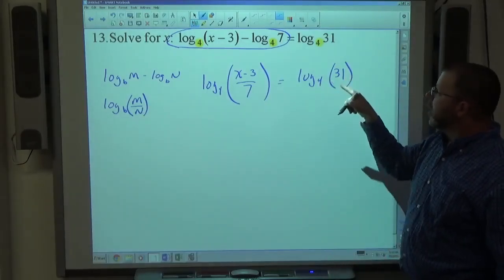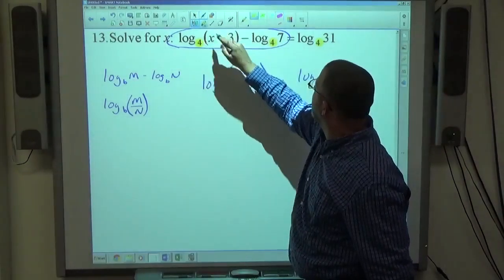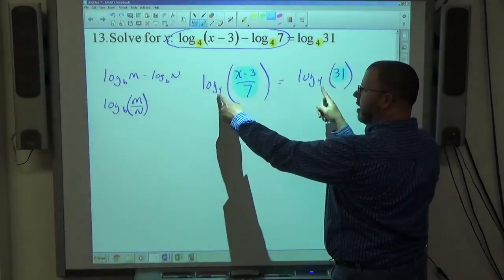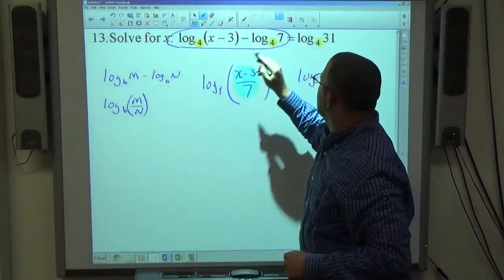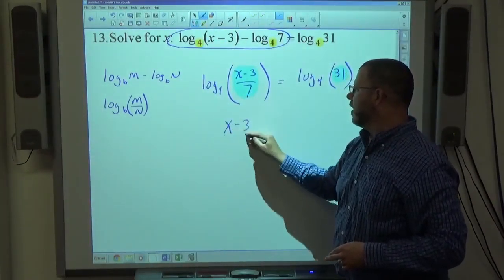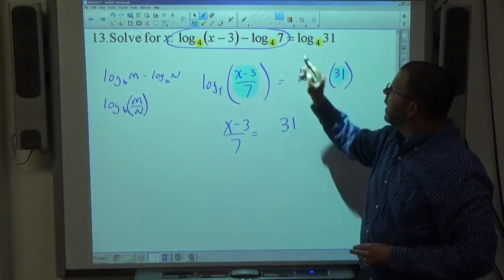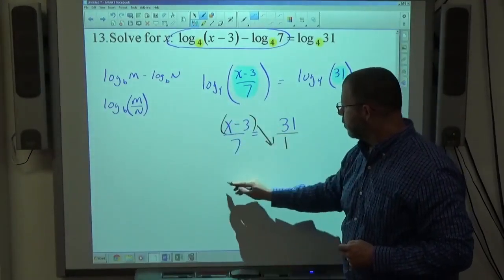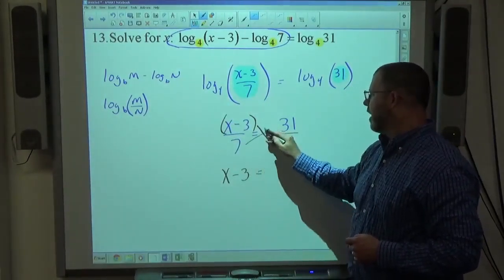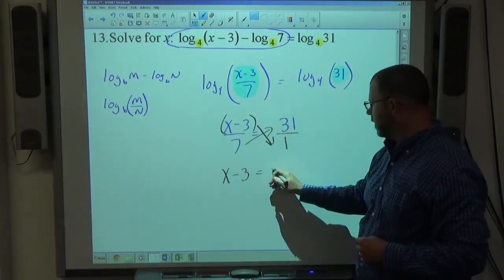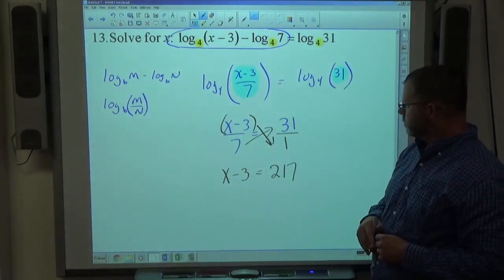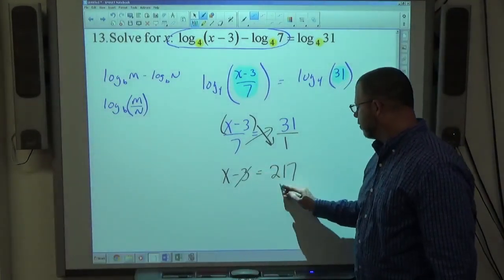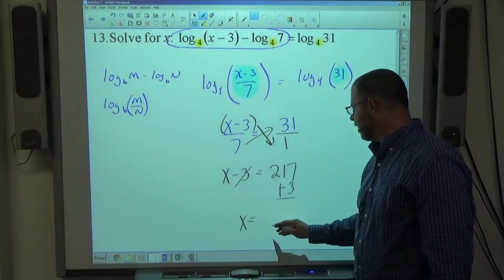And if log equals log, which is where we're at right now, then argument 1 is equal to argument 2. So once the logs are equal with the same base, the arguments are equal. So that's the point where the 4's don't matter anymore. So x minus 3 over 7 has to equal 31. Now, I'm going to put the 31 over 1 just so it's a nice proportion. If I cross multiply this product, which is x minus 3 times 1, is equal to that product, which is 217. And if x minus 3 is equal to 217, now the logarithms are out, it's just a basic algebra problem. Move the 3, change the sign, combine like terms, 217 plus 3 is 220.